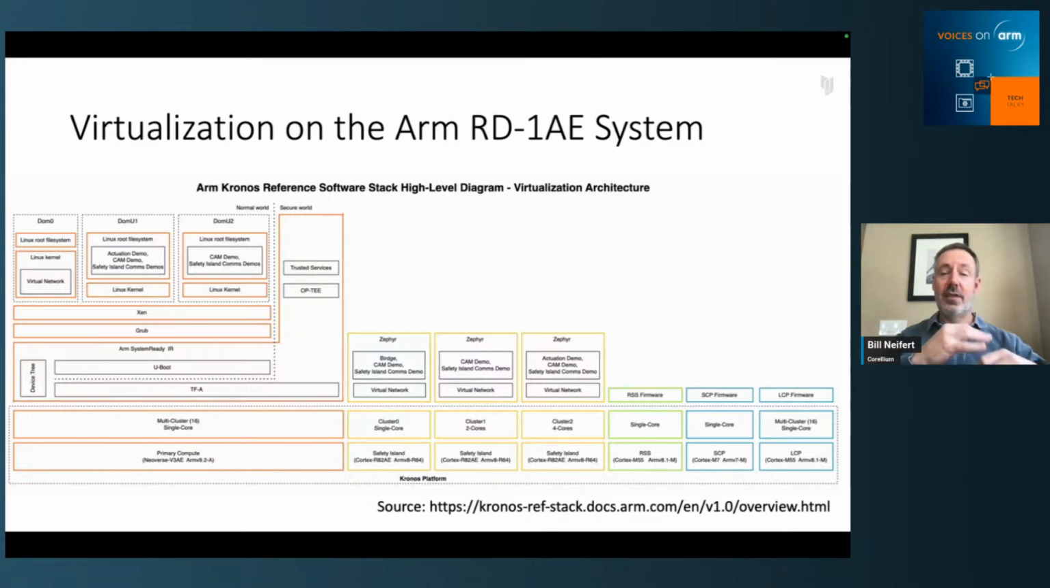You've got Zen as a hypervisor running on top of this. And in this case, we've got a couple of different Linux hosts running inside of this as well. You've got your safety island modeled inside of here using the Cortex R82 AE, in multiple instantiations. We've got 3 safety island clusters on here. And then finally, you've got the RSS, SCP, and LCP, basically different control processors running alongside this as well.